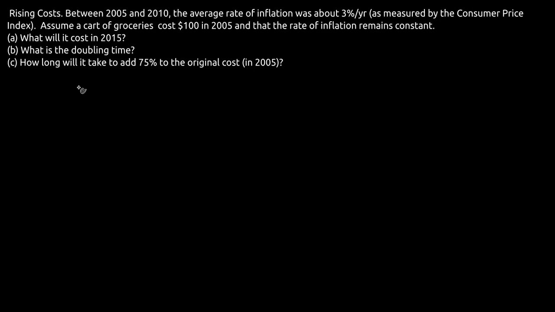Now, since the cost is growing due to inflation of 3% per year, that means its growth rate is proportional to its current value. So we'll be using an exponential function c0 e to the kt to denote the cost at time t. And t we're going to let represent the number of years after 2005. So t years after 2005.